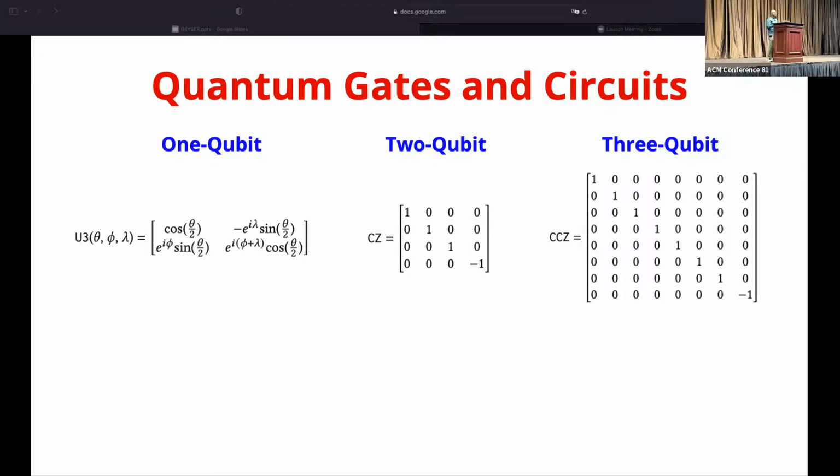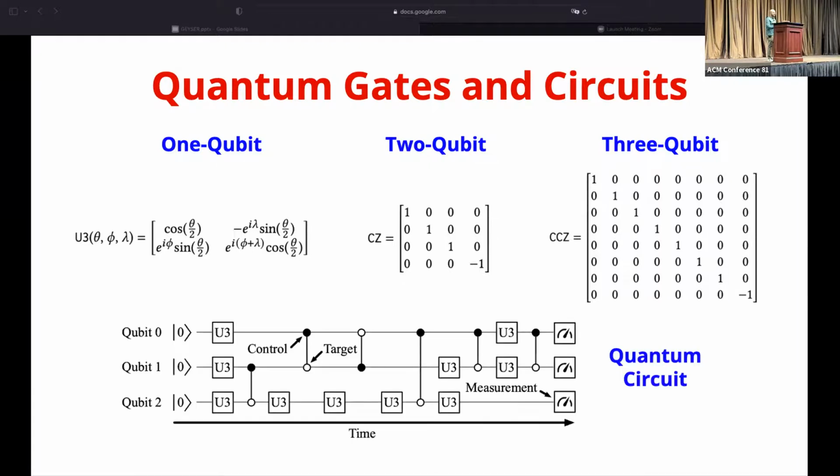Then the CCZ gate is the same as the CZ gate, but now it has 2 control qubits and 1 target qubit. With neutral atom computers, we'll be able to apply the CCZ gate directly to the qubits, and that's why it's significant here. The model of quantum circuit that we'll be using has single qubit rotation gates being applied, then the 2 qubit CZ gates with 1 control and 1 target qubit, and then the 3 qubit CCZ gates with 2 control qubits and 1 target qubit.